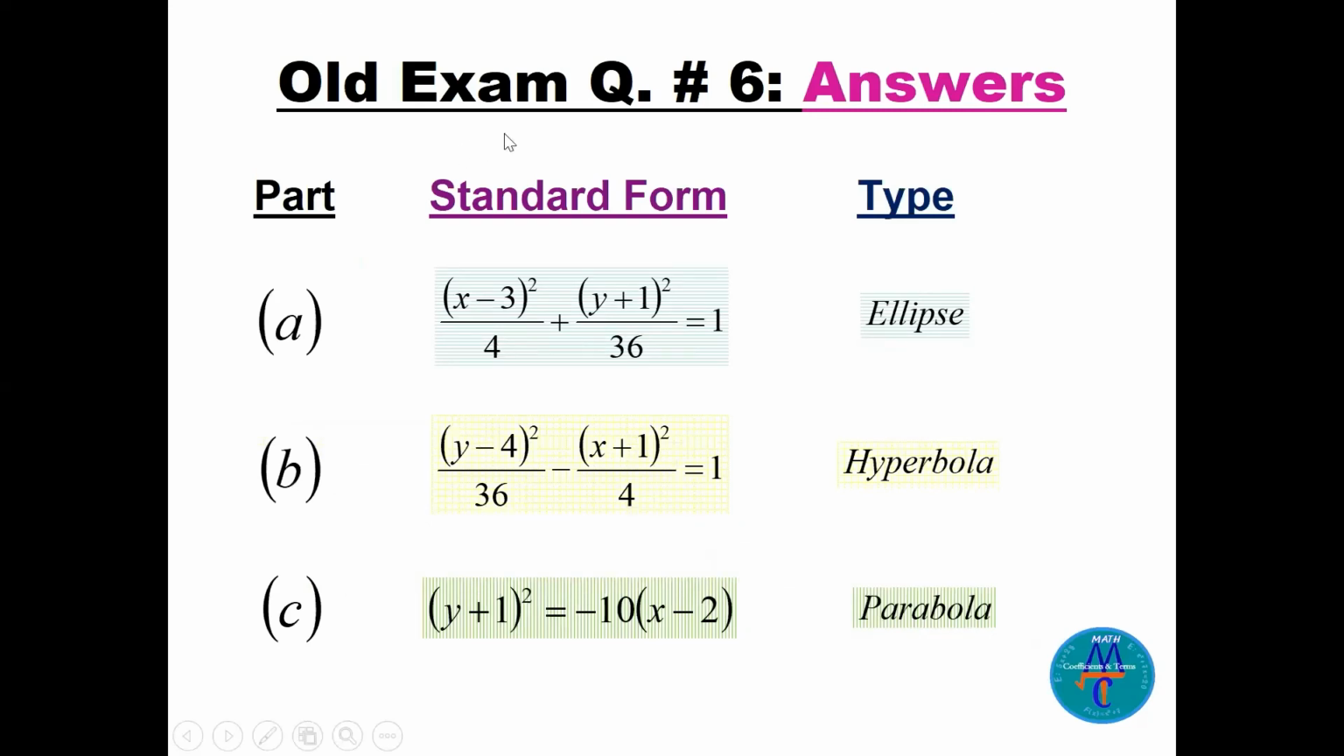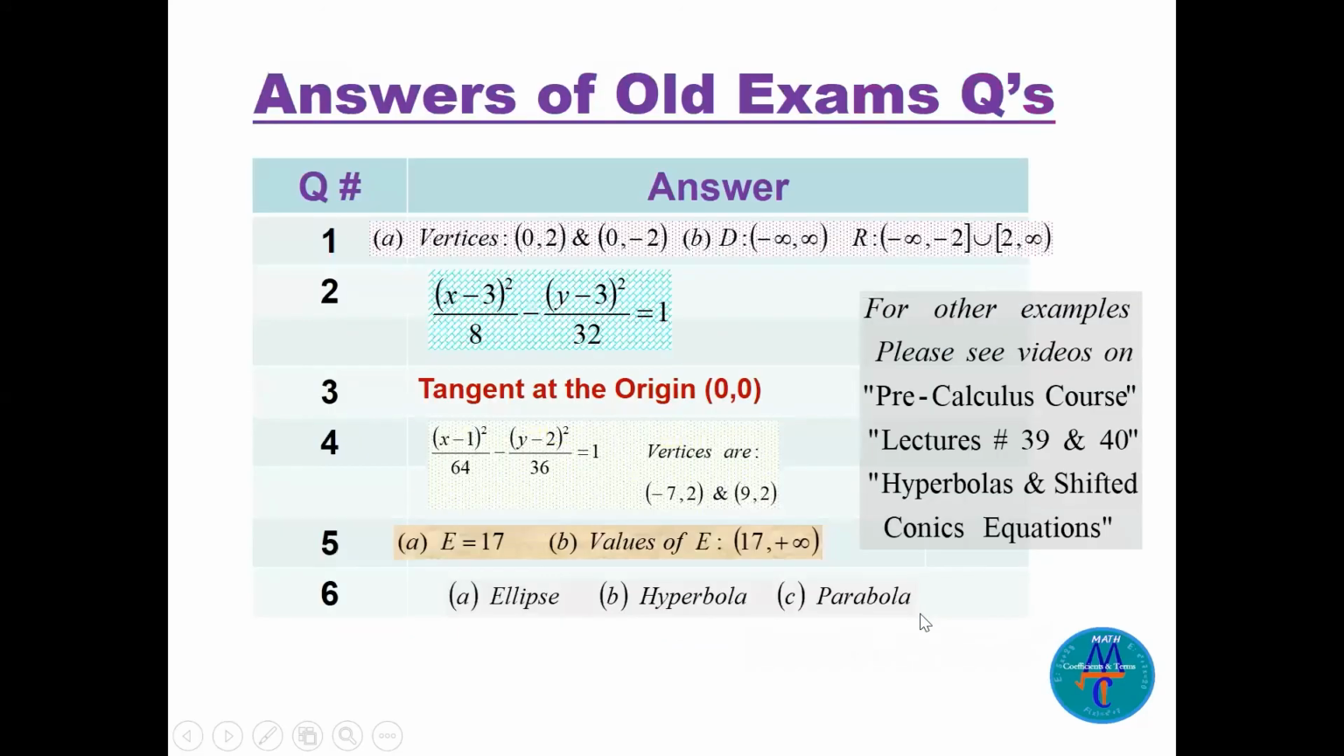Part A, the standard form after completing the square, will look like (x minus 3) squared over 4 plus (y plus 1) squared over 36 is equal to 1. That will be an ellipse. The second one will be (y minus 4) squared over 36 minus (x plus 1) squared over 4 is equal to 1. This is a hyperbola. And the last one is (y plus 1) squared equals minus 10 bracket x minus 2. This is a parabola. Now the answers are here as usual.